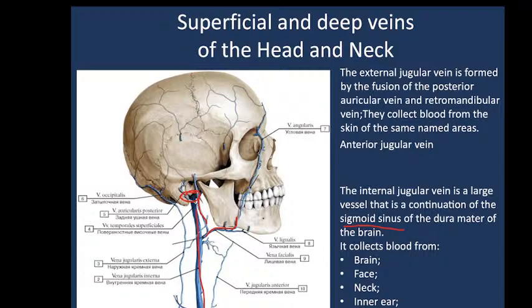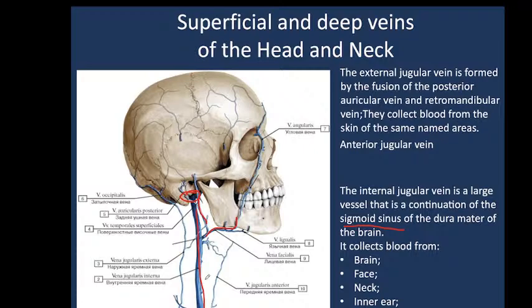All of these organs and body parts have small veins which come into the internal jugular veins, and we call such veins the tributaries of the jugular veins. These are very important veins because they collect blood from the brain.